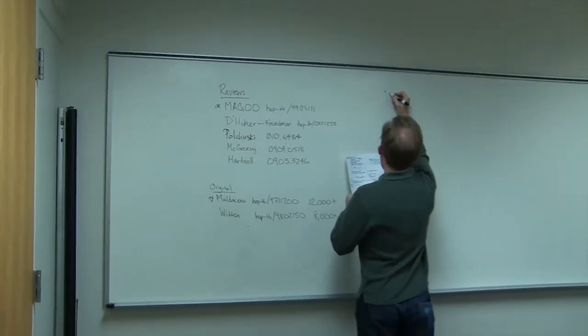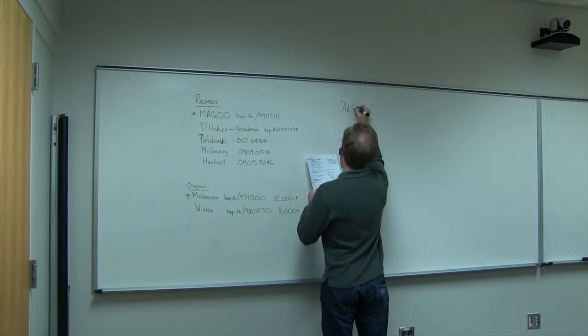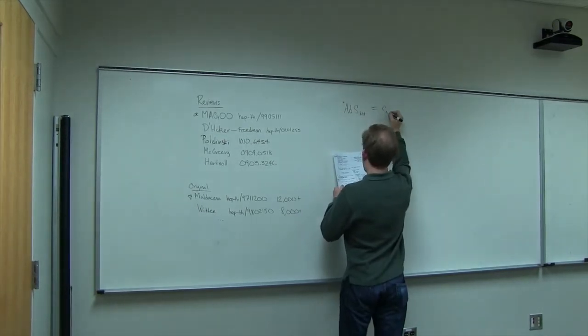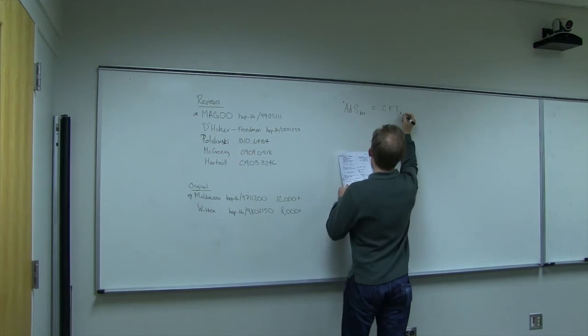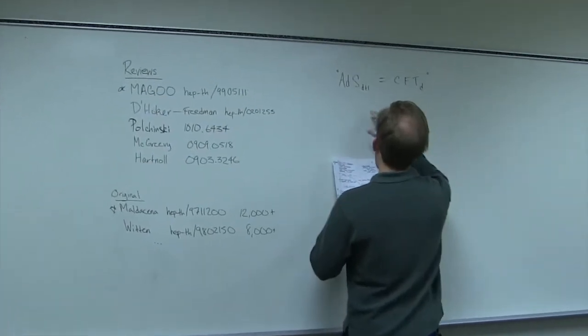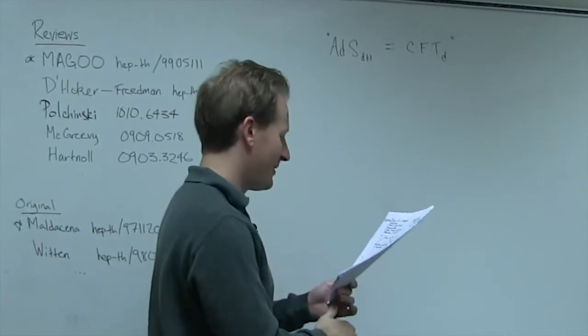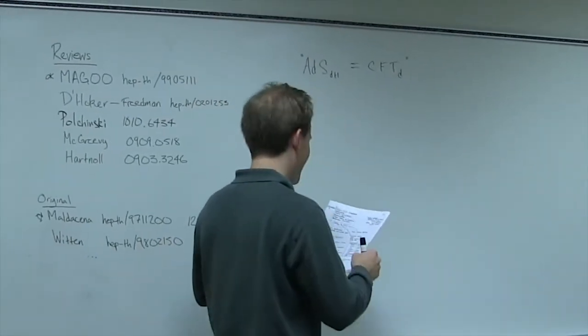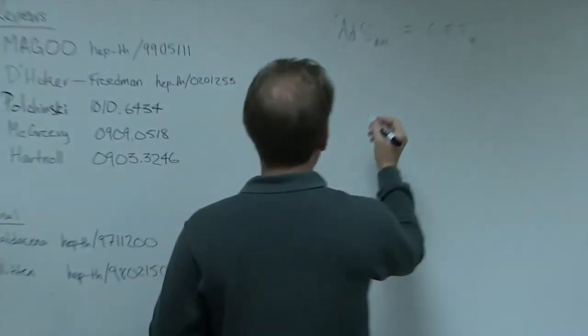So roughly, what are we talking about? It's the statement that, this is sort of a joke, but AdS is equal to CFT. So you have a D plus one dimensional anti-de Sitter space and a D-dimensional CFT, and these are supposed to be the same thing. So what do we mean?